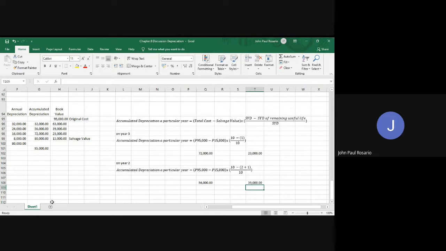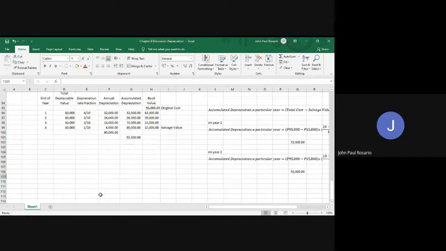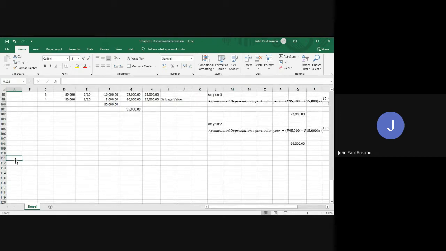Okay. So for our declining balance method, for the declining balance method, you multiply the rate. The rate that is used is a multiple of the straight line rate. Okay, so what is the straight line rate?